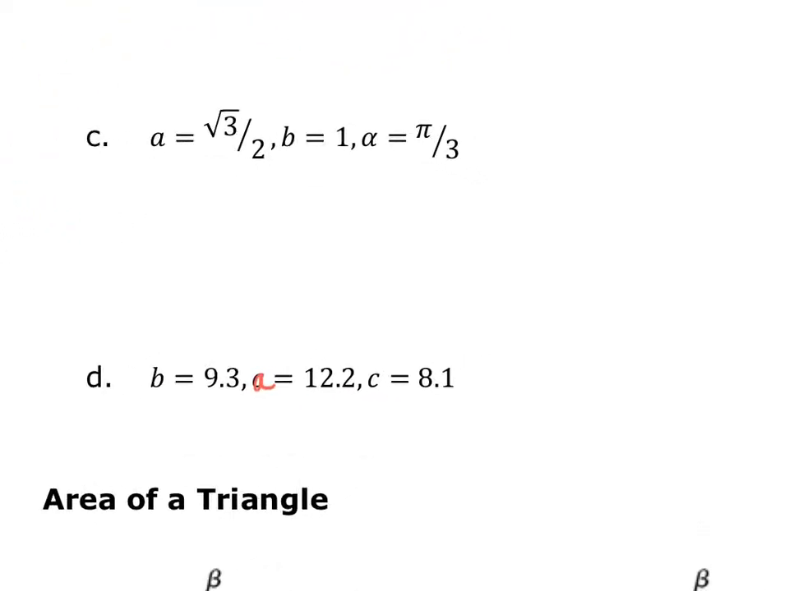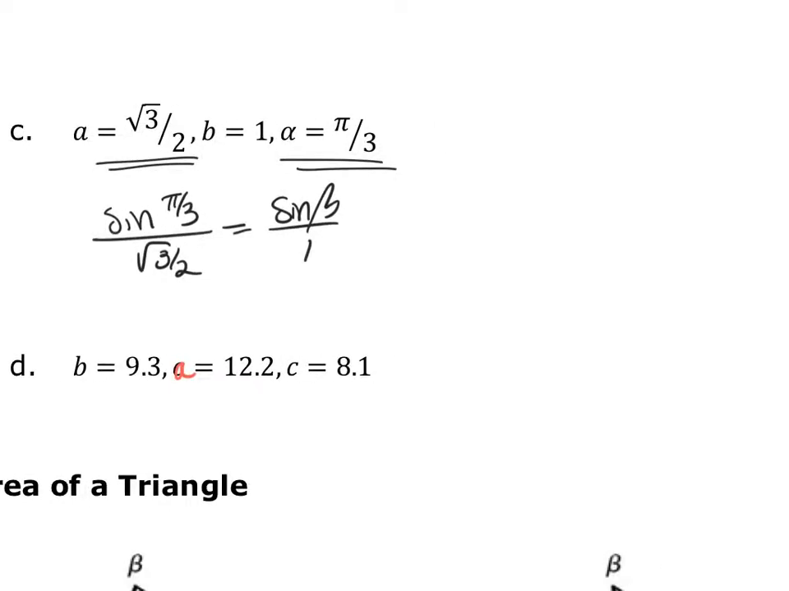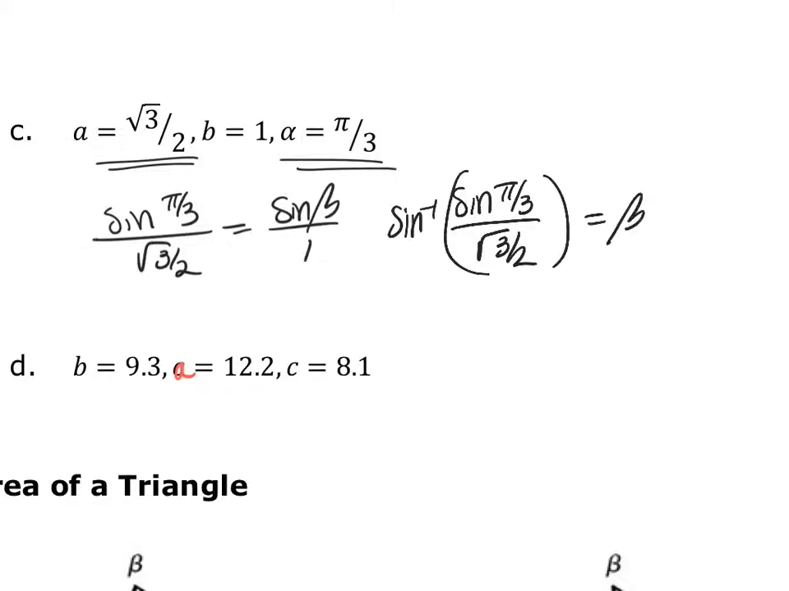Okay, let's take a look at C. We're going to set this up with a law of cosines. Oh, actually, I don't need the law of cosines. I can go right into the law of sines, because I have an angle and the side opposite it. So I have the sine of pi over 3 divided by the square root of 3 over 2 is equal to the sine of beta over 1. The sine inverse of that gives me beta.